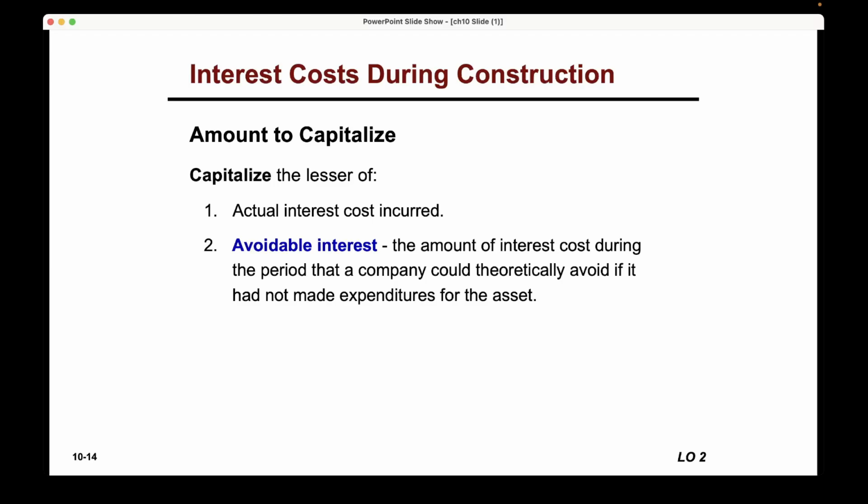In practice, you can capitalize whichever amount is smaller. Like I said previously, we simply compare the lesser amount of actual interest and avoidable interest. We need to compare between those two.